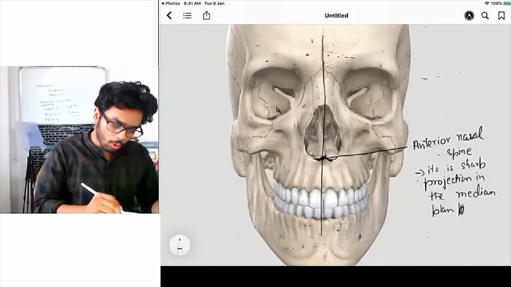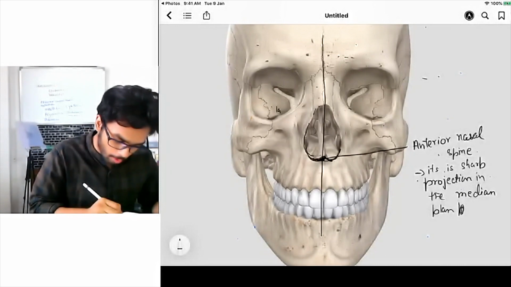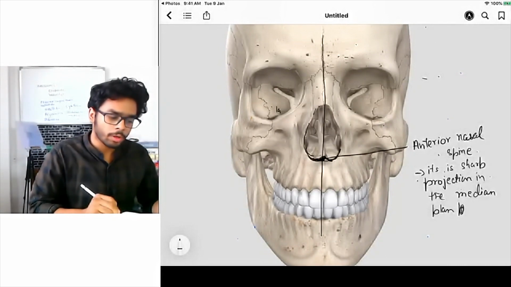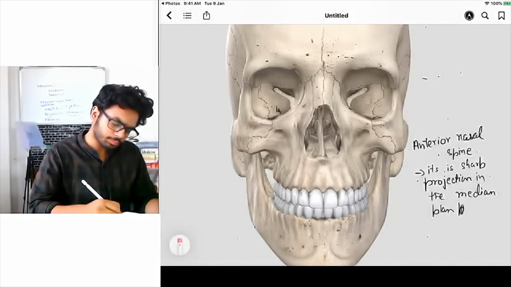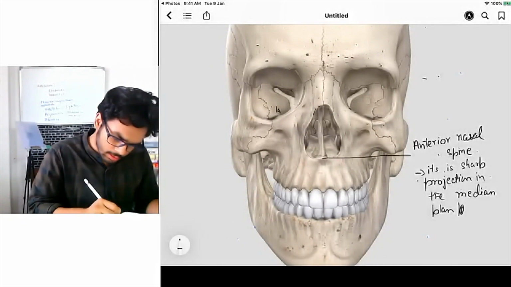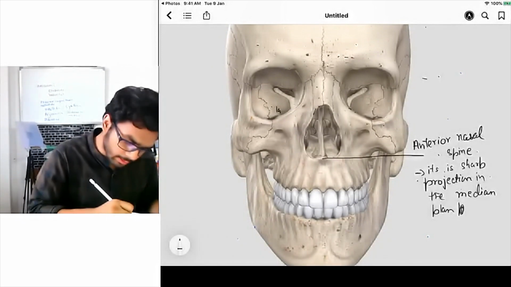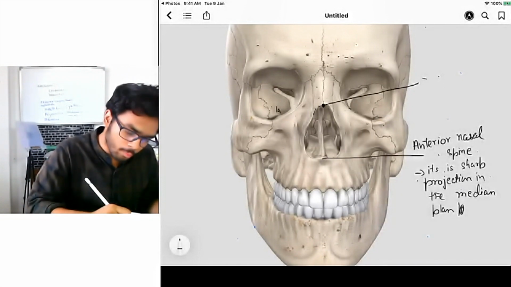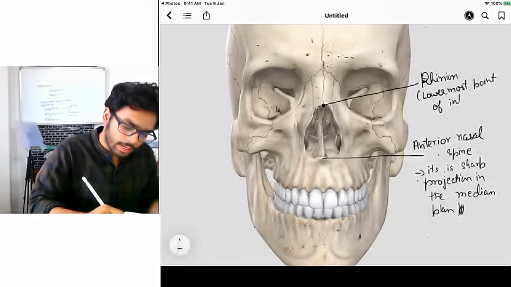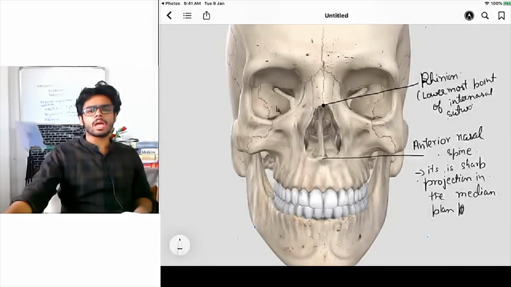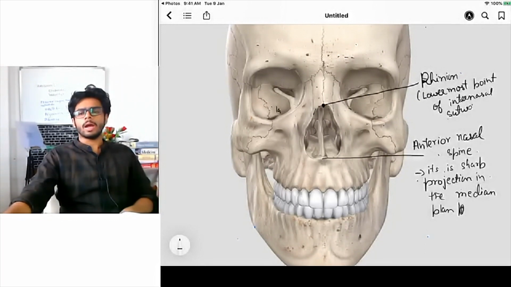Can you see the lower boundary? This is the lower boundary of this piriform aperture. Okay, and rhinion is the lowermost point of the internasal suture. Can you see this structure? This is the anterior nasal spine, and this point, the lowermost point, is known as rhinion. Rhinion is the lowermost point of the internasal suture.